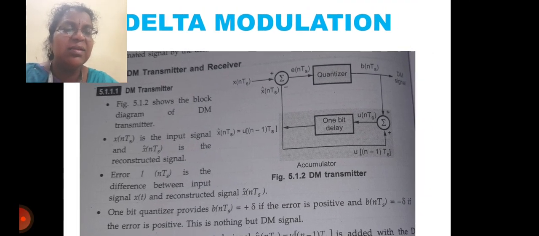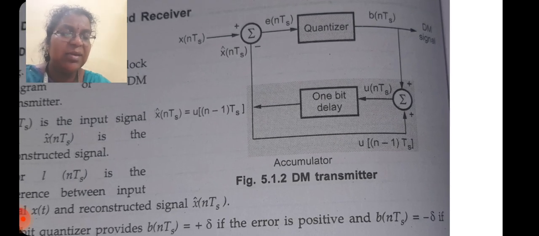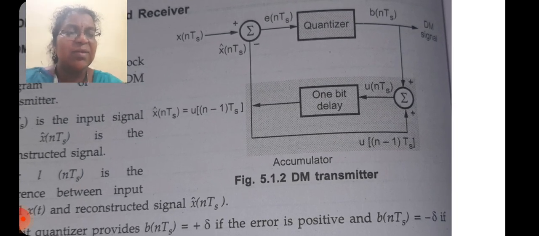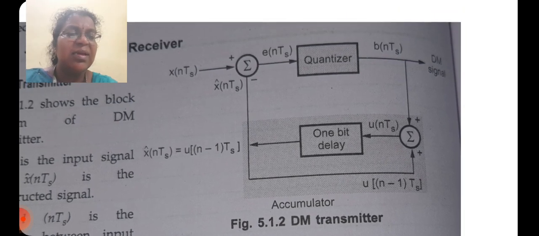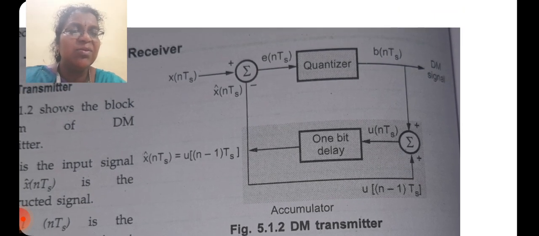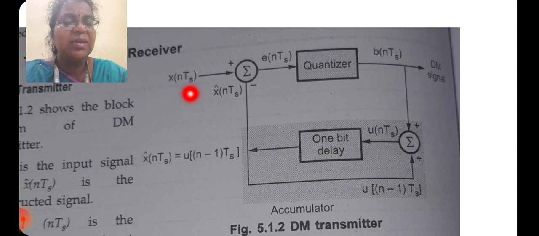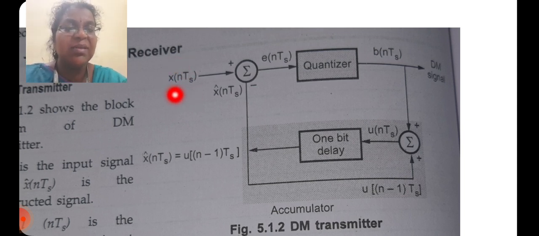Now let's see the diagram of a delta modulator transmitter as well as receiver. First let us see the transmitter. A transmitter consists of a quantizer and a 1-bit delay element with 2 summers. See the first summer. Here x of nTs is the sampled version of the input message signal x of t, and x cap of nTs is the approximated version. So now e of nTs will be the difference between x of nTs and x cap of nTs.